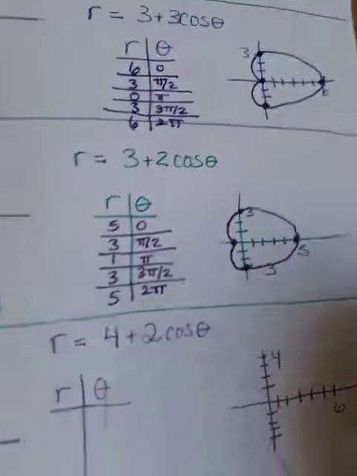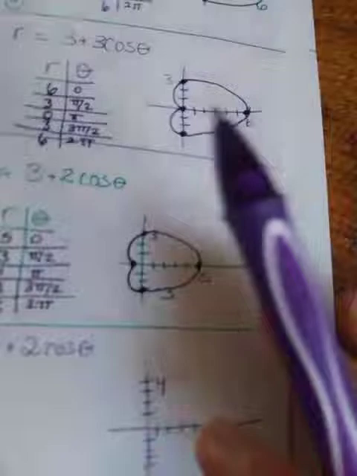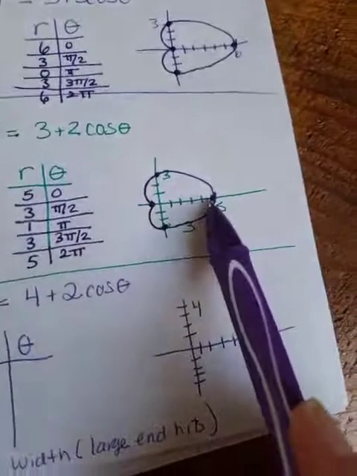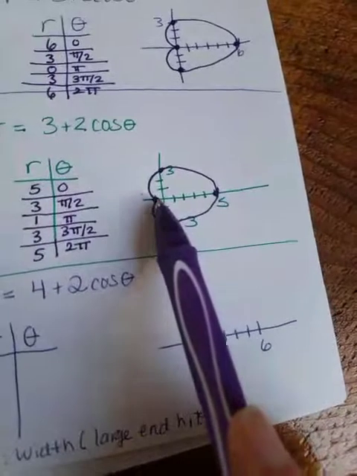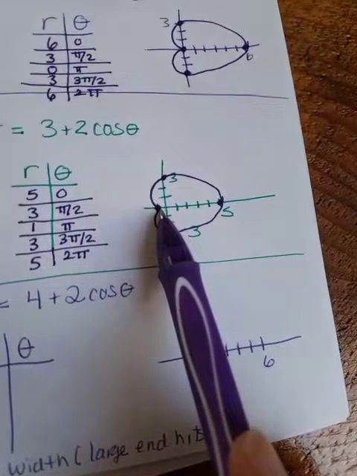Things to notice, remember a plus b is how wide it is from the pole. So your a and your b are 3 and 2. From your pole, 3 plus 2 is 5. That's a distance of 5. This right here, you're at -1. Notice that 3 and 2 differ by 1, so you're going to be at -1 over here.